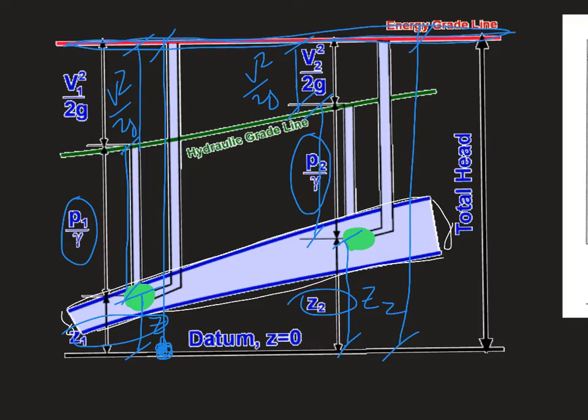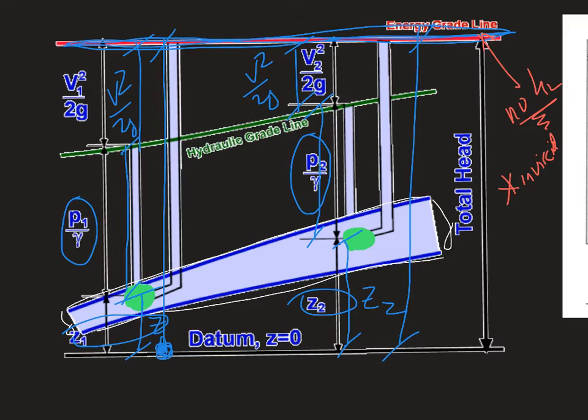Which implies that there's no energy loss. So for this particular problem, what's interesting is that there's no head loss, or no friction loss. This assumes inviscid flow. Obviously that's impossible, but the way it's drawn, this assumes inviscid flow. A couple of things are worth pointing out here.